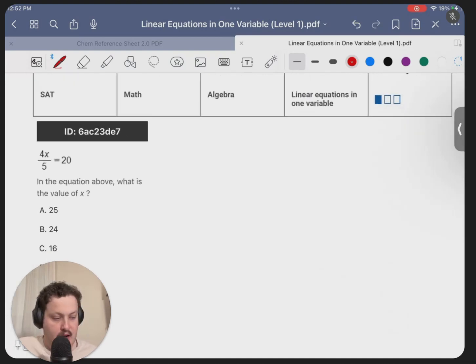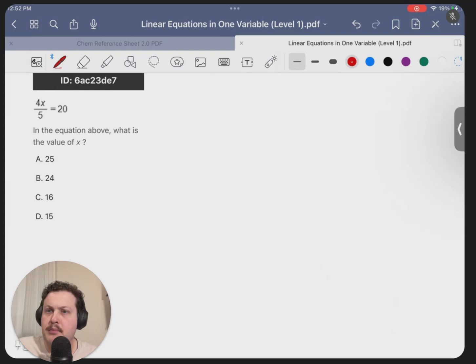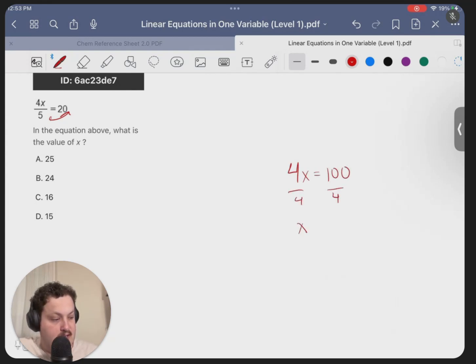Says there's another option. I'll go ahead and move that down. In the equation above, what is the value of x? Don't forget, you can separate variables or isolate variables through multiplication as well if you have a fraction bar. So 5 times 20, 4x equals 100. Divide both sides by 4. X equals 25. You can definitely do an equation solver on Desmos for that.